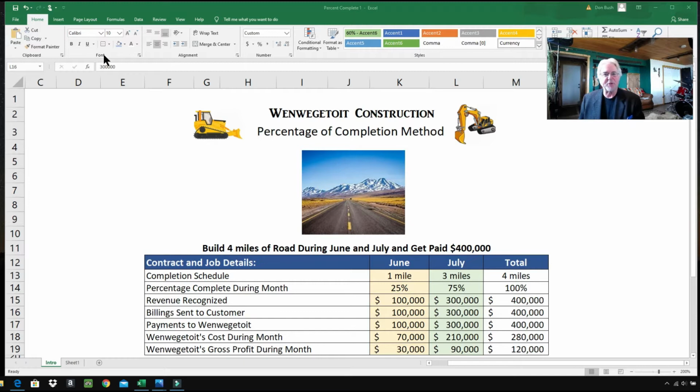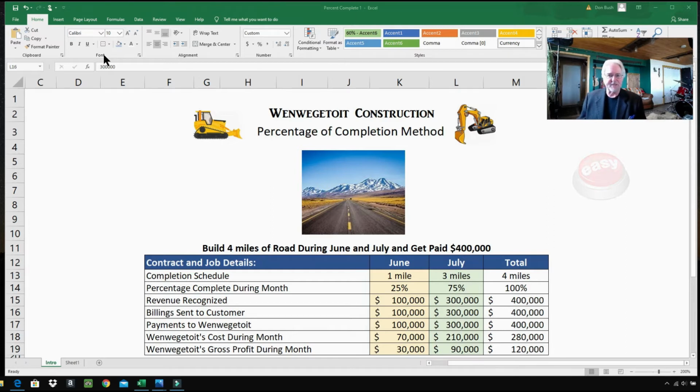Today we're going to learn about the percentage of completion method for recognizing revenue. Now this is an intermediate level topic, and so if you're just starting out, brand new to accounting, this is probably not the video for you, but if you're an intermediate student, this will help you understand the basic idea for percentage of completion. So here's how it works.